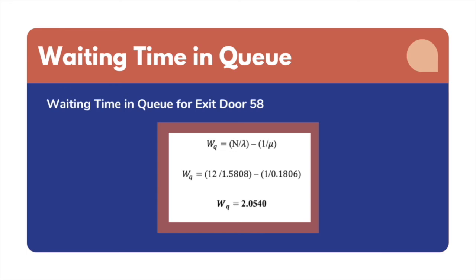Now with all the components needed for the equation, the values obtained was used for the computation of the waiting time in queue. So as seen, the formula used is n over the arrival rate minus 1 over service rate. So it is 12 over 1.5808 minus 1 over 0.1806. So for the waiting time in queue of exit door 58, we obtained a value of 2.0540 seconds. So the values obtained from the waiting time in queue was entered in the simulation model to get the total evacuation time of the building.